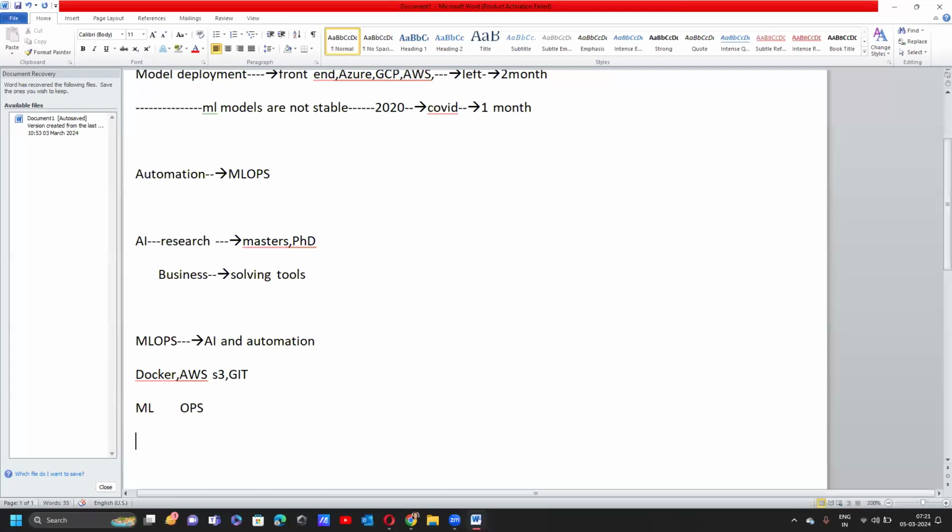MLOps. Now, that can be anything. You can build your model and the model can do any task. It can be a sales forecasting model, a text summarization model, a sentiment analysis model, or a simple LLM generative AI model. Anything, but it needs to be deployed somewhere. Then only people will be able to use it. So that is MLOps, and there is a craze about it.